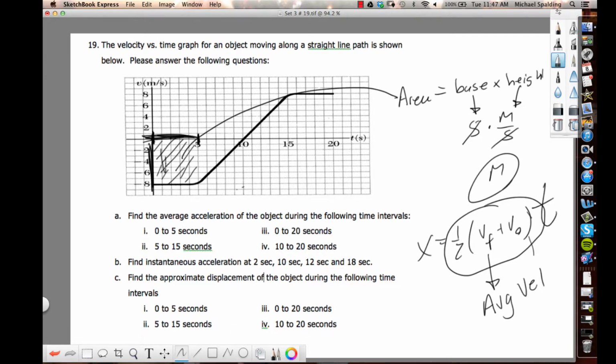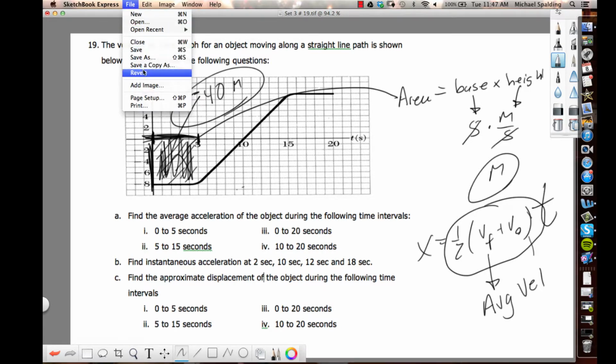All right, so you're taking the area here. So what's the area there? The base is 8, the height is 5. That's 40, negative 40 meters. Negative meaning to the left. Okay, let's just do one more.